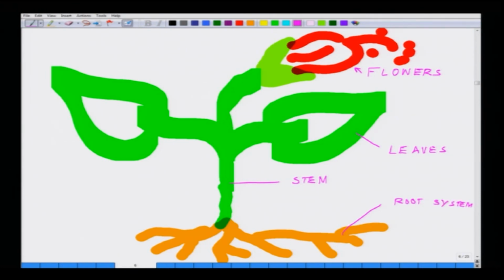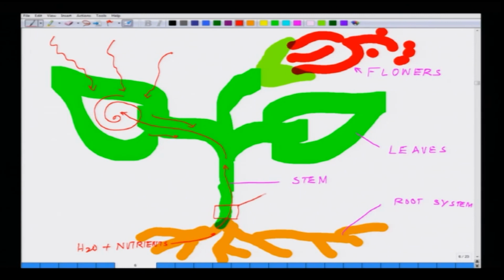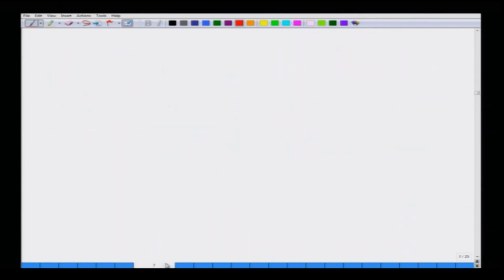So the way it works is, sunlight is falling on these surfaces, and water plus nutrients are traveling along this, and all the assimilation takes place out here, and the energy rich molecules are stored along another series of vessels. So now what we will do, we will blow up the cross section of the stem or the root.